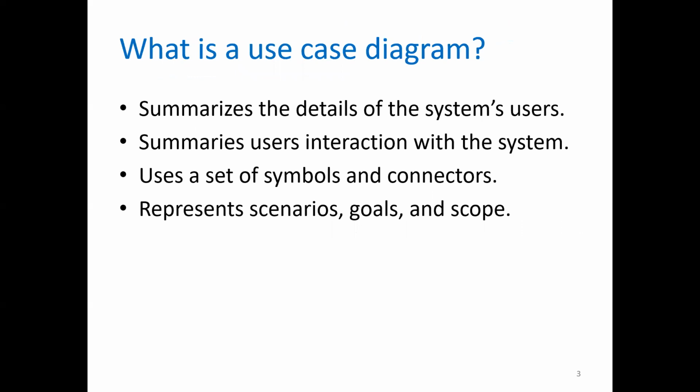What is a use case diagram? A use case diagram summarizes the details of a system's users, summarizes users' interaction with the system, uses a set of symbols and connectors, and it represents scenarios, goals, and scope. In the unified modeling language, a use case diagram can summarize the details of your system's users, also known as actors, and their interactions with the system. To build one, you'll use a set of specialized symbols and connectors.